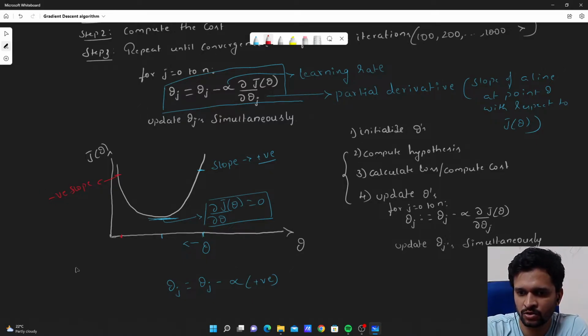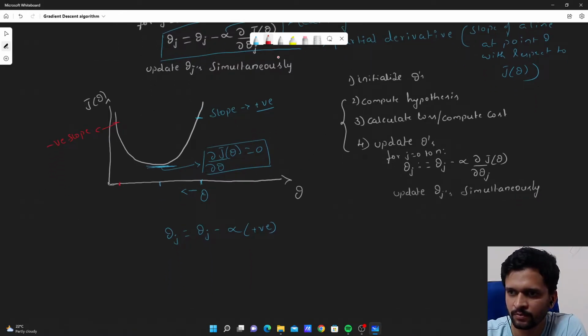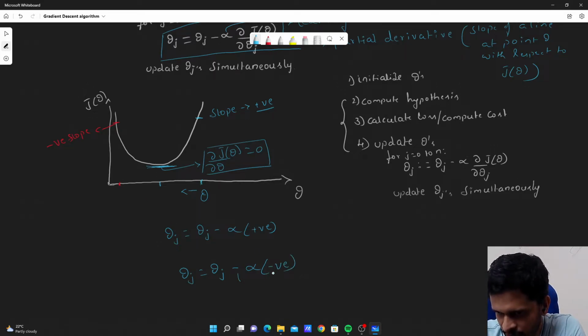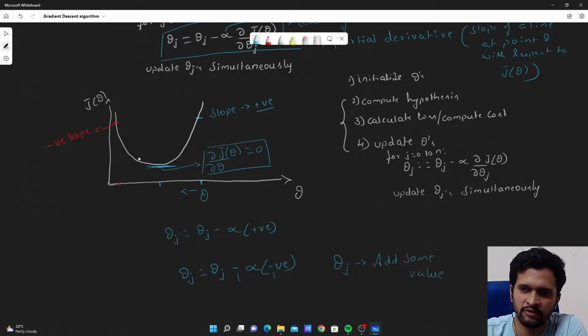Since we have a negative slope, in the equation theta j is equal to theta j minus alpha into some negative value, correct? Since we are multiplying negative with negative, we will end up adding some value to this particular theta, right? Since we are adding some value to theta, it will now move towards the right side.